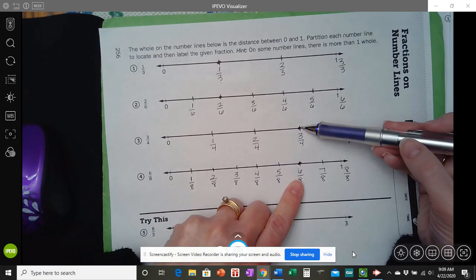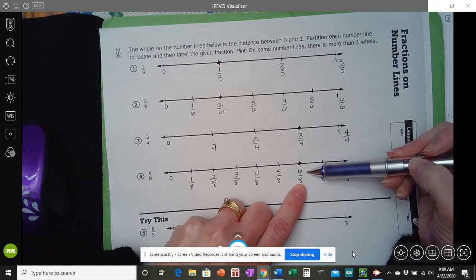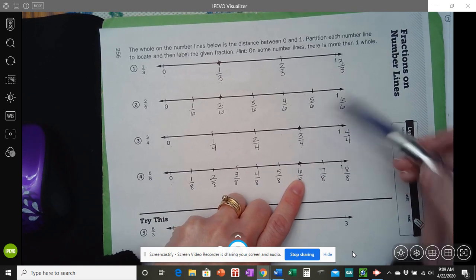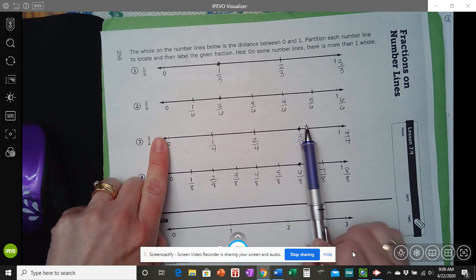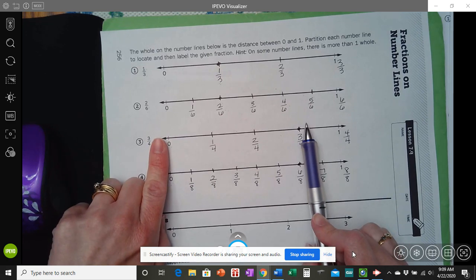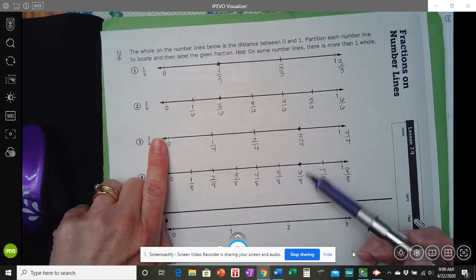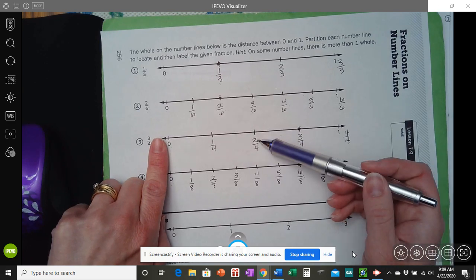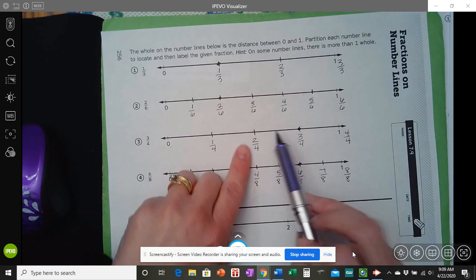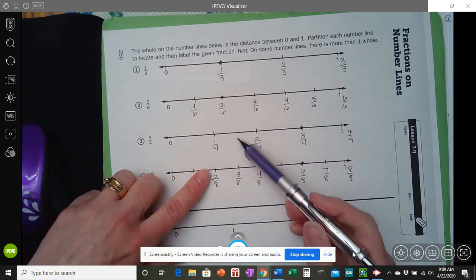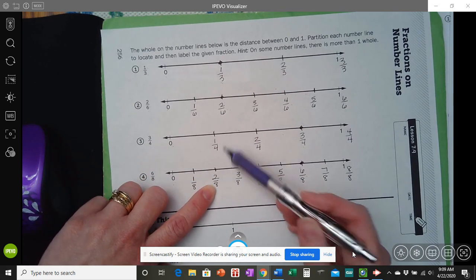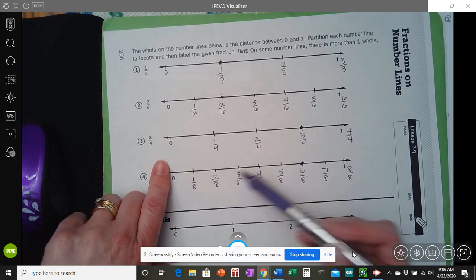Oh, look at this. Looks like 3/4 and 6/8 would be equivalent because they are the same amount of space from the 0 to the dot. And so they would be equivalent. Oh, there's a 2/4 and a 4/8. I think that would be equal to 1/2 because they're halfway in between. 1/4 and 2/8 are equivalent because they're the same amount of space.